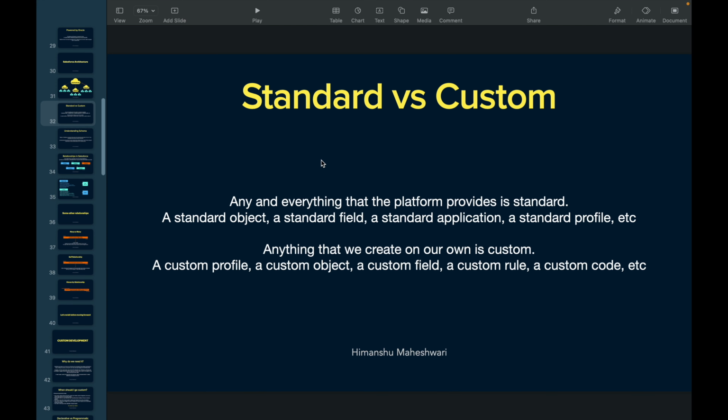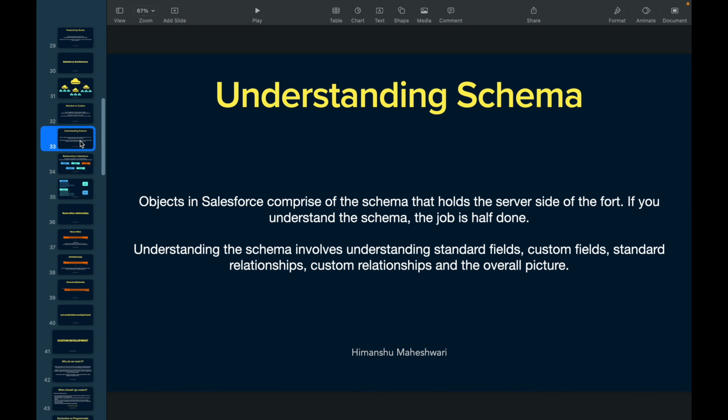Now that we've understood standard versus custom, let's also understand schema. What is schema? What does the word schema mean? Schema is more like a blueprint, right? If you are trying to answer this, it could be a blueprint, some sort of a map, some sort of a treasure hunt to understand a lot of different things when brought together.